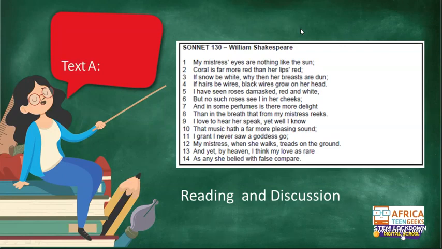Okay. So Deshan says it's a sonnet. What do we know about sonnets, guys? Let's start at sonnets. A sonnet is 14 lines. Yes.